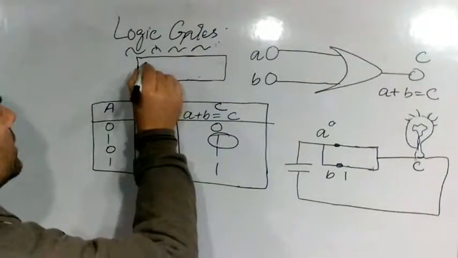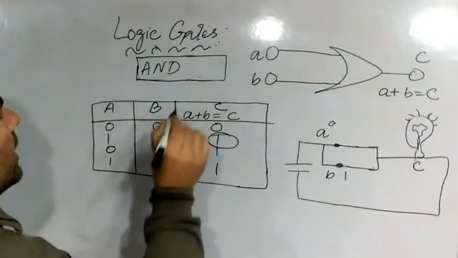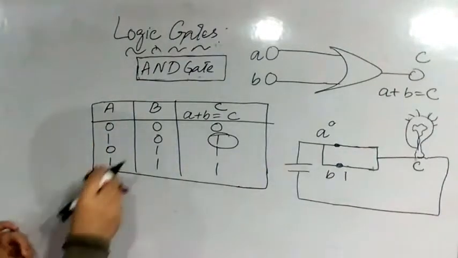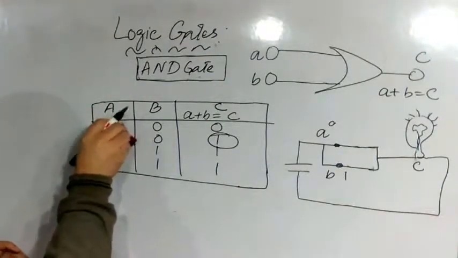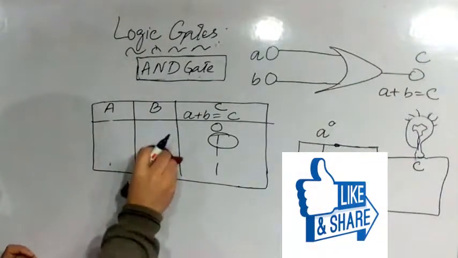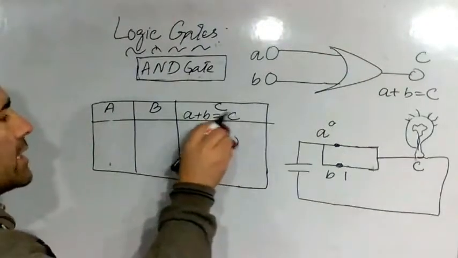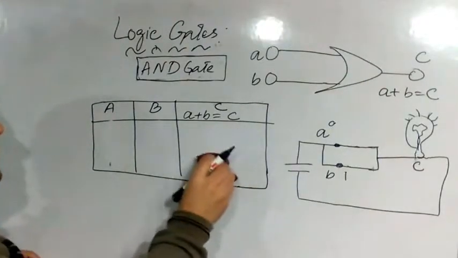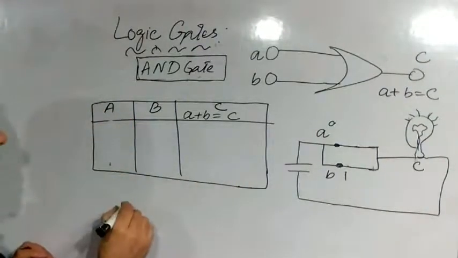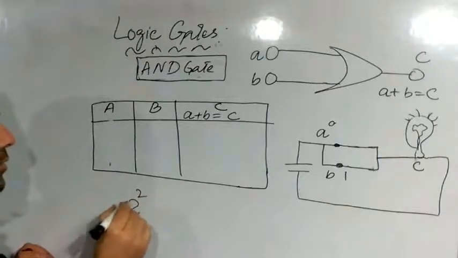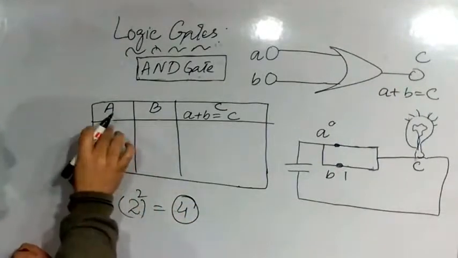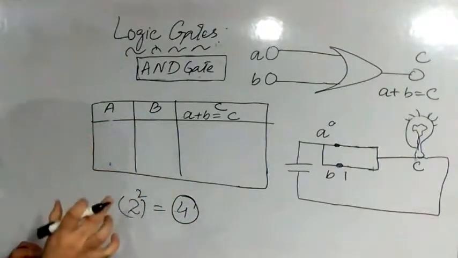Another gate is the AND gate. Let us make a truth table for the AND gate. The AND gate also takes two inputs and gives the output. Remember, only these four combinations are possible because we are using binary. 2 raised to power 2 is equal to 4. That's why only 4 combinations are possible here.